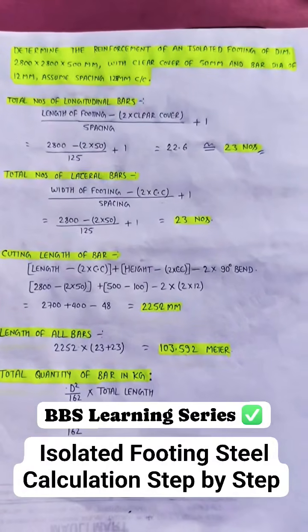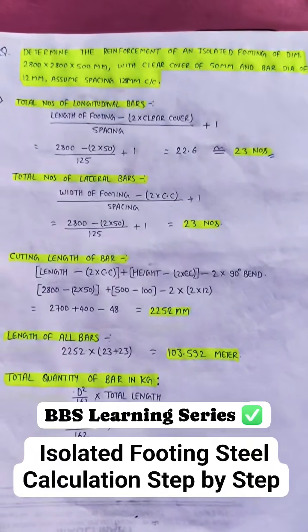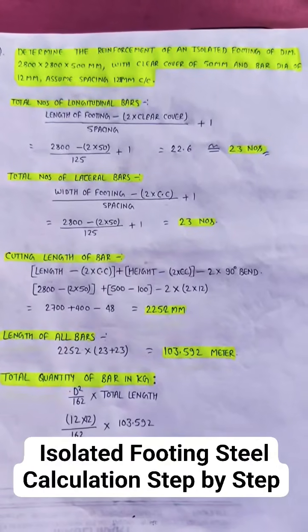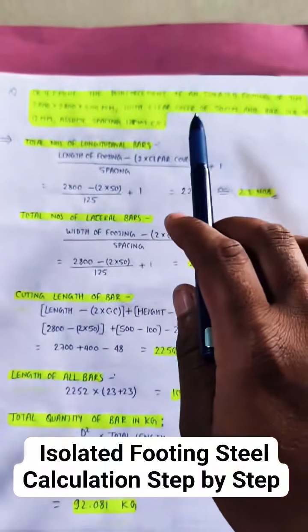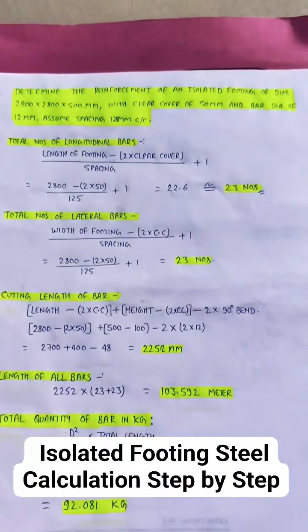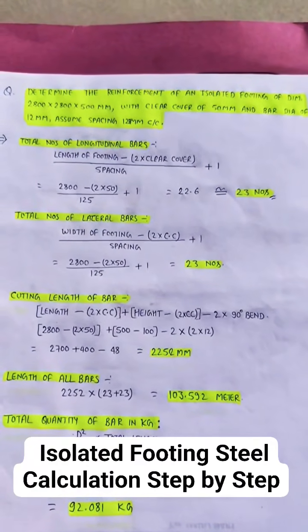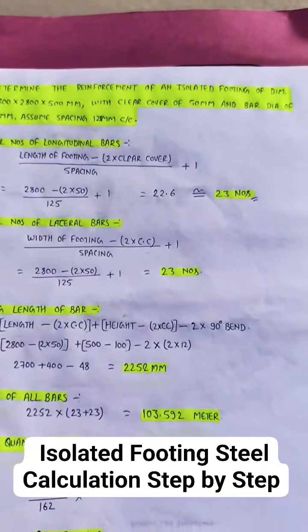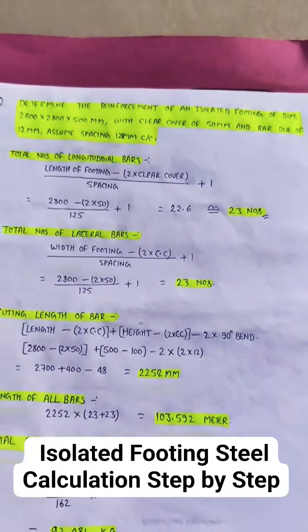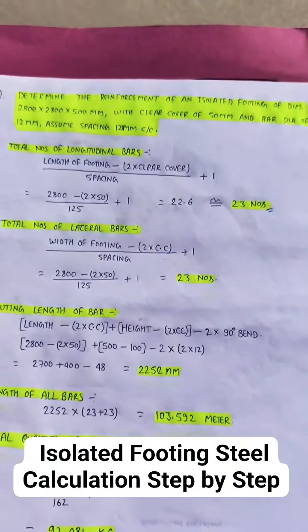In this learning series video, we will understand how to prepare the bar bending schedule of an isolated footing. So let's start without wasting time. We have to determine the reinforcement of an isolated footing of dimension 2800 mm x 2800 mm x 500 mm thick, with a clear cover of 50 mm and bar diameter of 12 mm. Assume spacing 125 mm center to center.